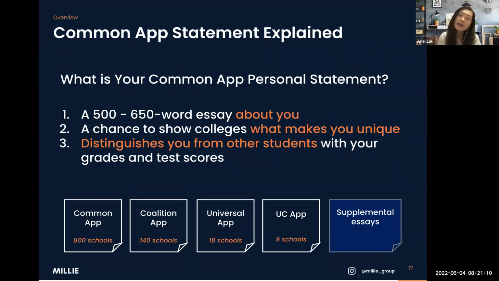Okay, and then one special one would be the University of California application, the UC app. The UC has a total of 9 different campuses, including really well-known worldwide campuses like UC Berkeley, UCLA, UC San Diego, etc. So there are 9 campuses in total, and you only need to submit one application, and then you can pick a maximum of 9 campuses.